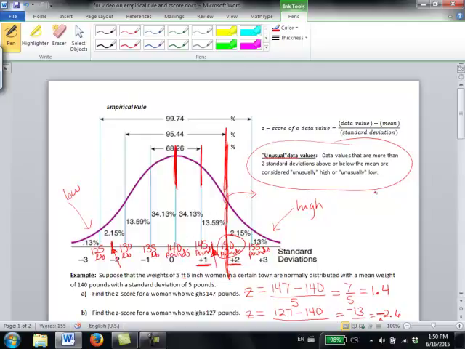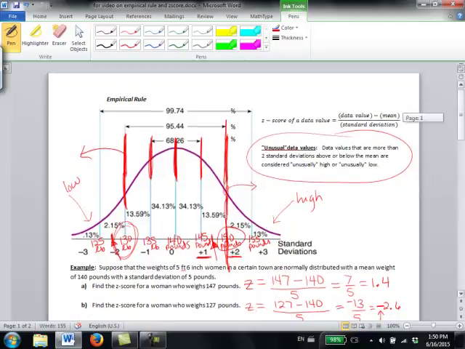Similarly, 0 is the mean in the middle. You can go down 1 standard deviation to 135. You can go down a second standard deviation to 130. So 2 standard deviations below the mean is 130 pounds. Anything below that would be considered unusually low for this normal curve.